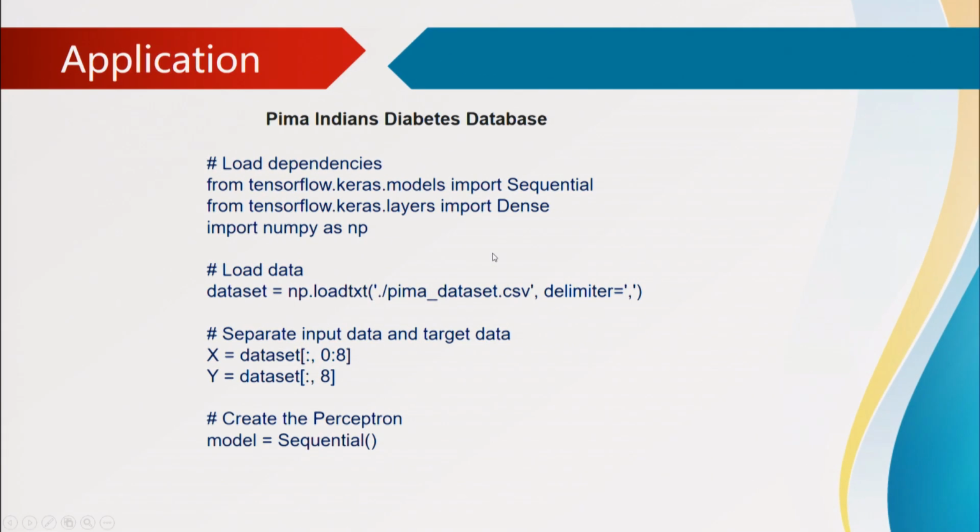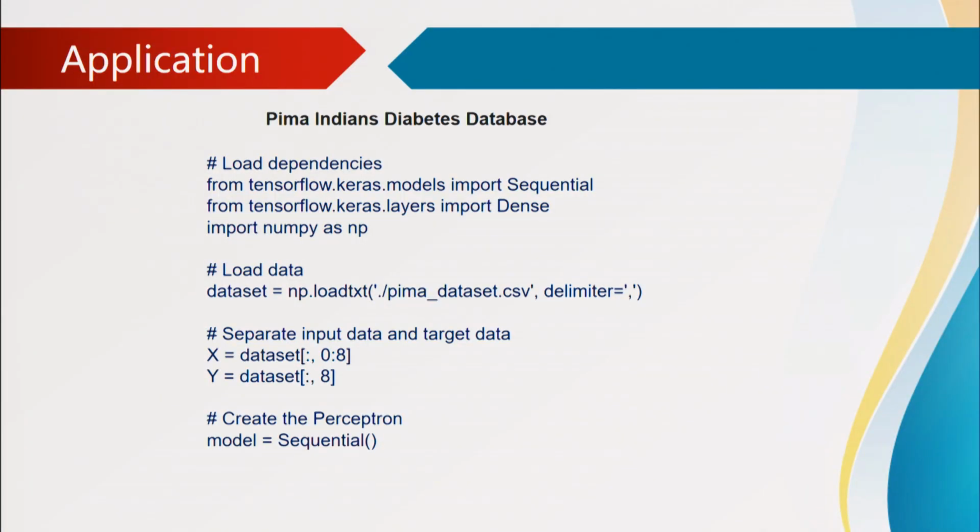Now, moving on to how to implement this and how to compare the performance of tanh, ReLU or sigmoid, we will go through a Python code. As usual, we are importing the libraries and the sequential model. We are taking the dense layer. After that, we have to load the data set.